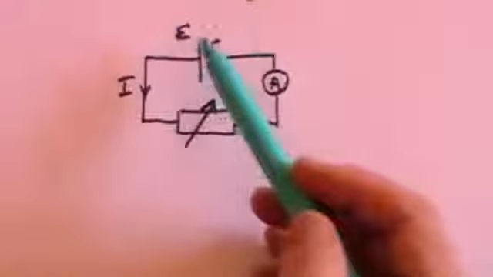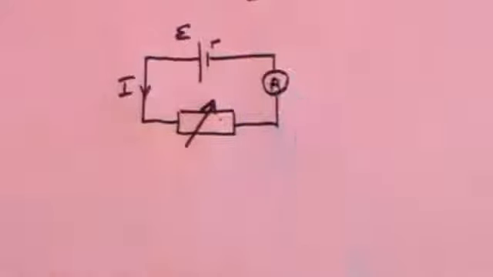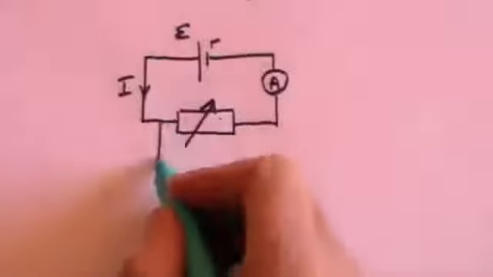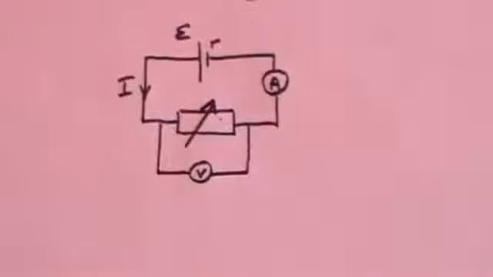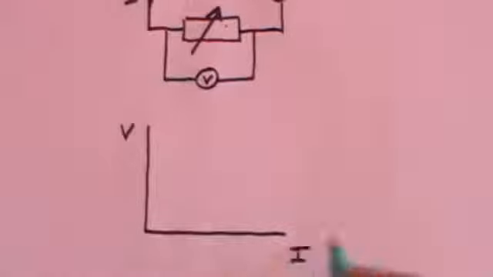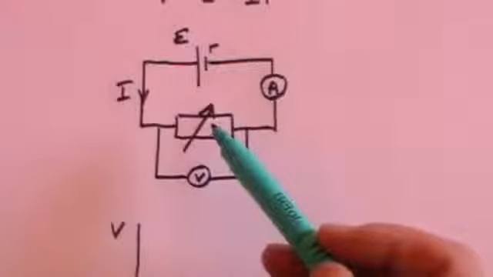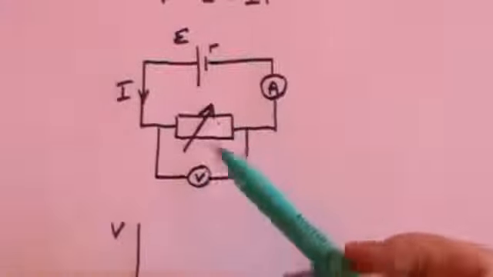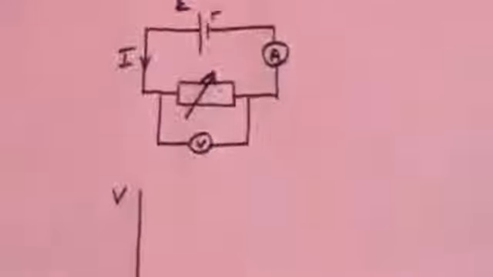Remember, E is fixed, that's the value of the battery. But you change the value of R and you measure the associated current that you get. And you also measure the voltage drop across the resistance. And you plot the voltage across the resistance against the current measured by the ammeter. So for each value of R, as you change it, you measure the associated V and the corresponding current measured by the ammeter, and you plot.